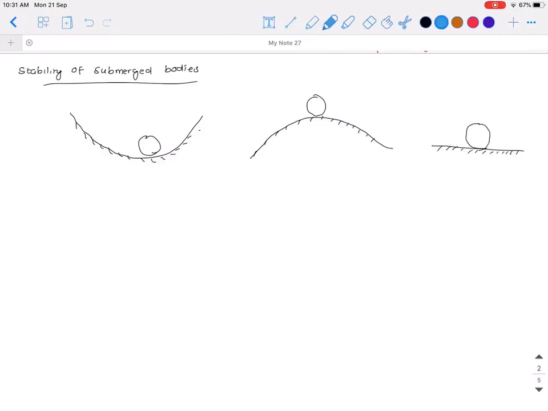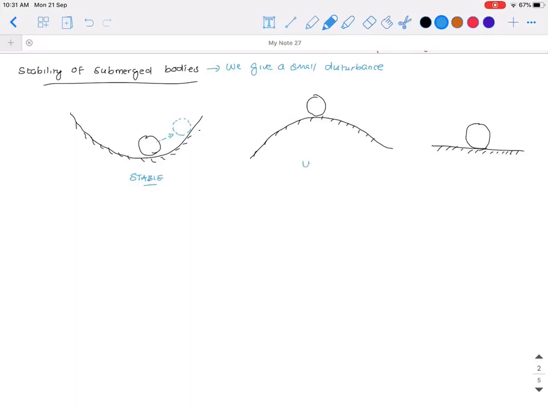Okay, by stability, what we mean is that we give a small disturbance to the body, and as the effect of this, after applying the disturbance, if the body comes back to its original equilibrium position, we say that it is stable. So you know that this is a stable equilibrium, because if I give a small disturbance to the body, it will displace here. Then after I leave it, it will come back to its original position.